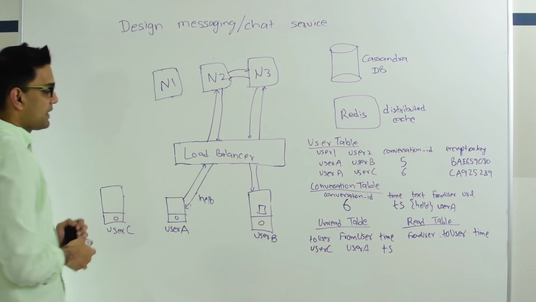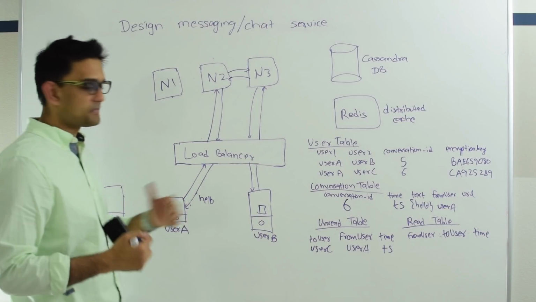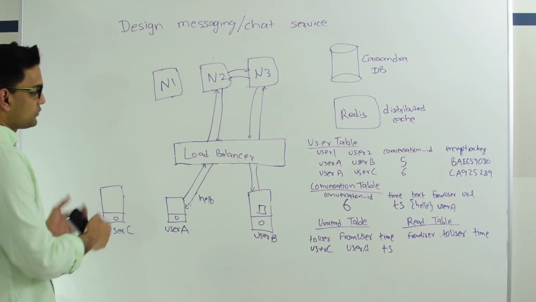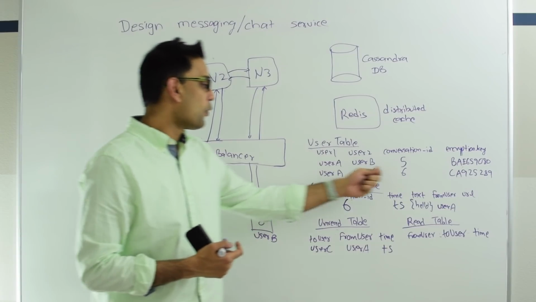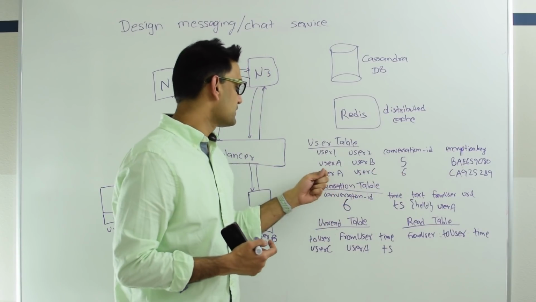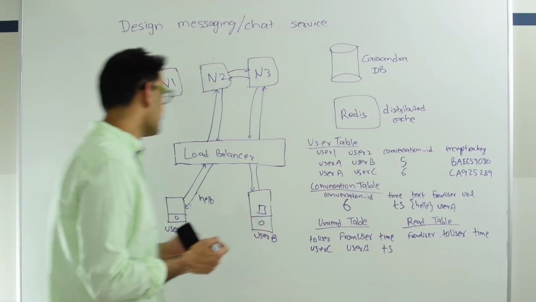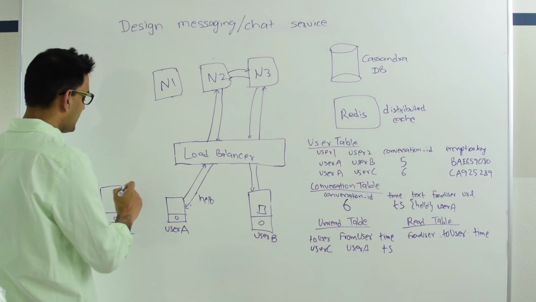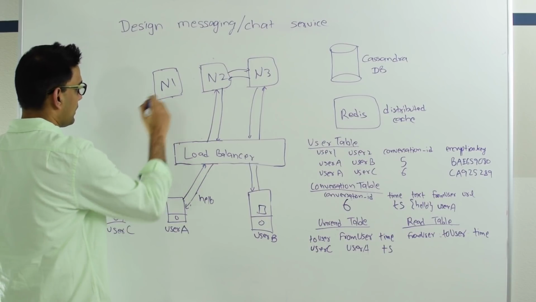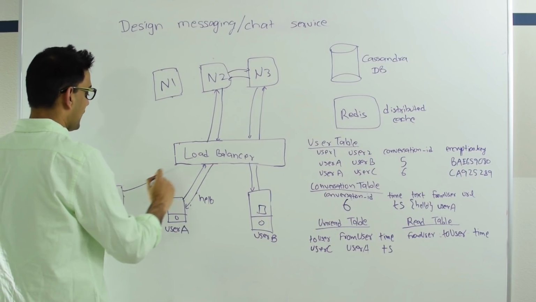Now let's suppose that user C comes online after, say, 5 hours. As soon as user C comes online, first he's going to fetch all this information, basically the conversation ID and the encryption key for user A. So user C fetches all that information, and he's also heartbeating with some server, say N1.